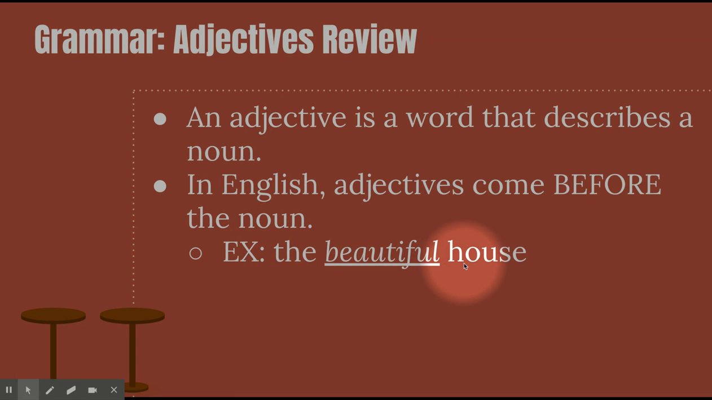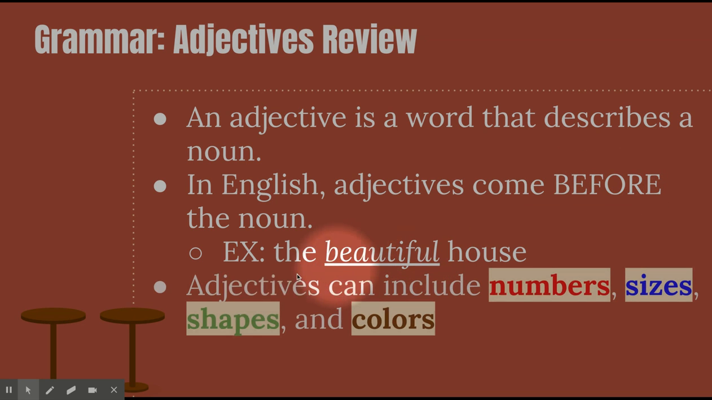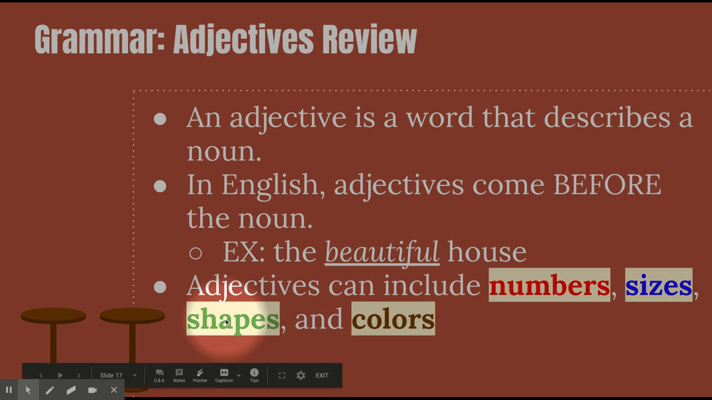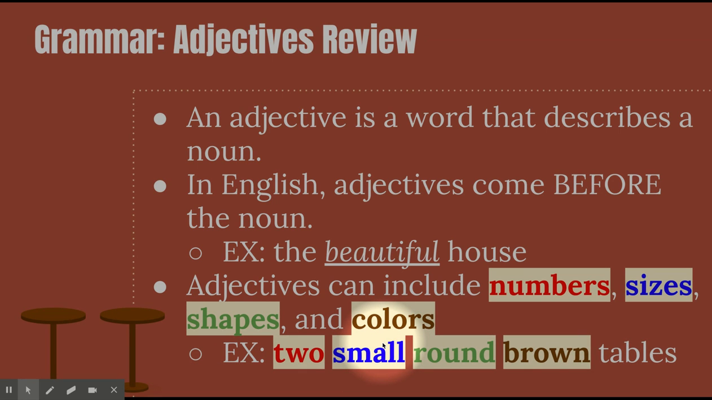What about in your native languages? Do adjectives come before the noun or after the noun? We learned that adjectives can include numbers, sizes, shapes, and colors. For example, two small round brown tables.